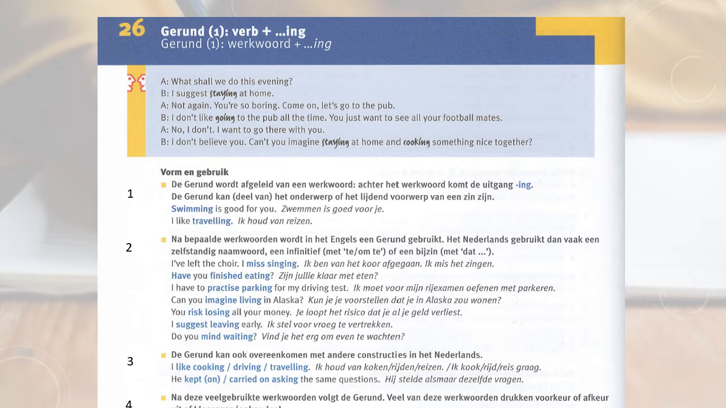If you look at number 3, we see that the gerund can also fulfill other constructions in Dutch. When you, for example, say, ik hou van koken, rijden of reizen, we say in English, I like cooking, driving, traveling. So we use a gerund again.